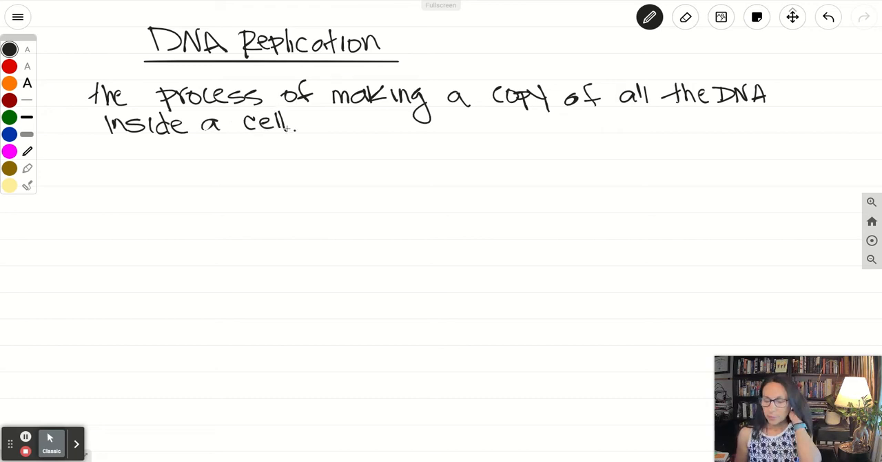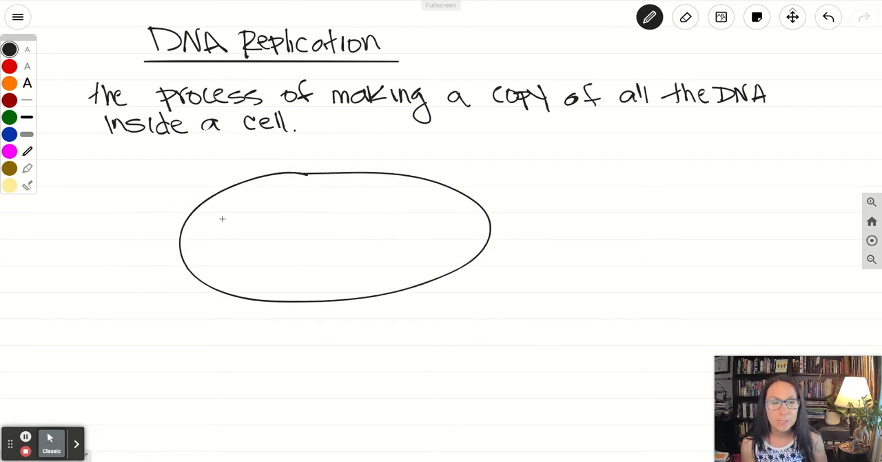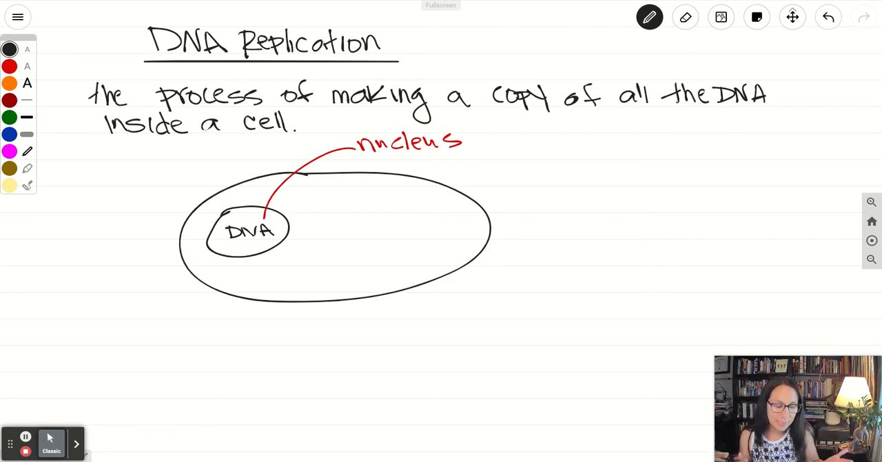Okay, so before I get into the nitty gritty and tell you all the details about this process, I just want to first talk about why this happens and when it happens. And so DNA replication, so let me just draw a little picture of a cell. Okay, so here's a cell. And for eukaryotes, there's the nucleus. Here's the nucleus. And so the DNA lives inside the nucleus. And so this DNA replication process is happening inside the nucleus because that's where the DNA is.